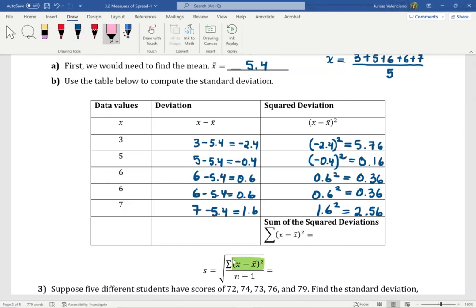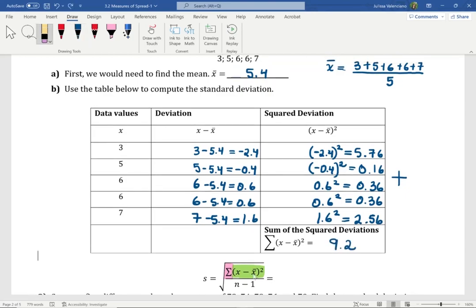Next, our formula says that we need to add all those square deviations, which is what you see on the last row of our table. Here you're being asked to write the sum of the square deviations. So to find the sum of x minus x bar squared, we need to add all these values. We need to take 5.76 plus 0.16 plus 0.36 plus 0.36 plus 2.56. If you add all those values, you should get 9.2. So now we have the value that should go in the numerator of our expression.